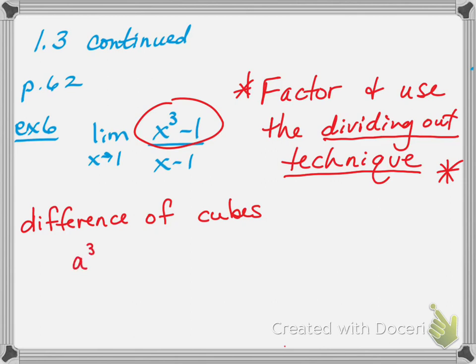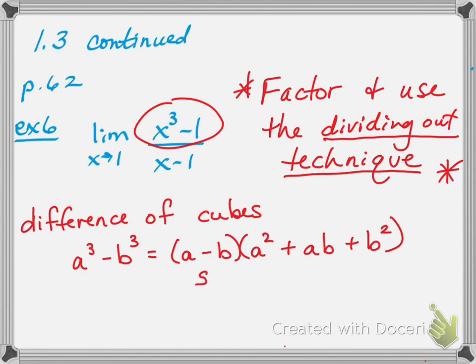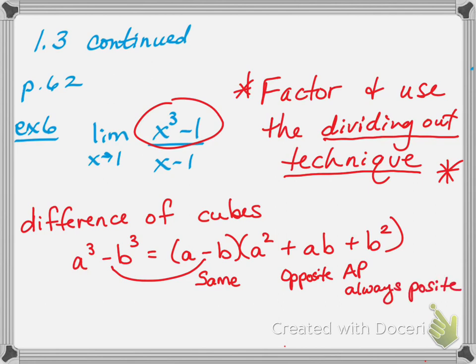So a difference of cubes is a cubed minus b cubed. And the way you factor something that is a difference of cubes is it's a minus b times a squared plus ab plus b squared. People call this the SOAP method, SOAP, and we're just looking at the signs right here. This sign is the same as what we started with. This sign is always the opposite of what we started with, and this is always positive. So we can remember SOAP and help us to get our signs right.